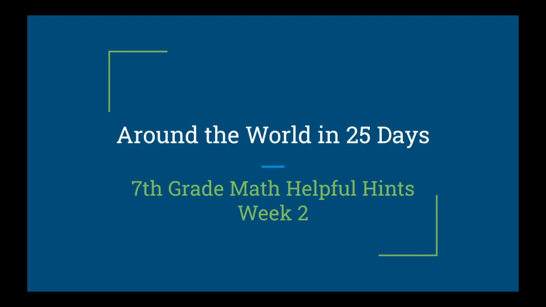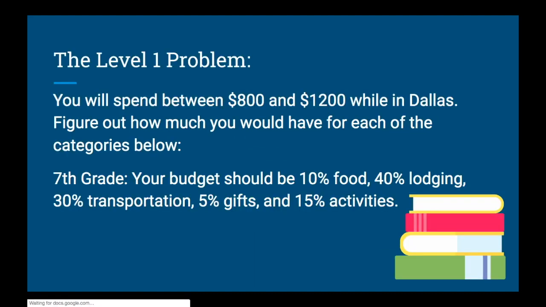This presentation is to help you complete Around the World in 25 Days, the 7th grade math week 2. The level 1 problem says you will spend between $800 and $1,200 while in Dallas. Figure out how much you would have for each of the categories below. Your budget should be 10% food, 40% lodging, 30% transportation, 5% gifts, and 15% activities.